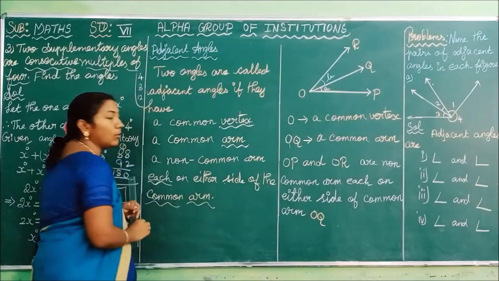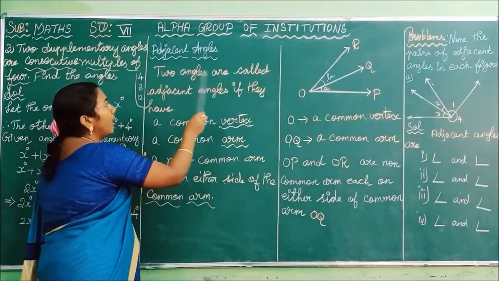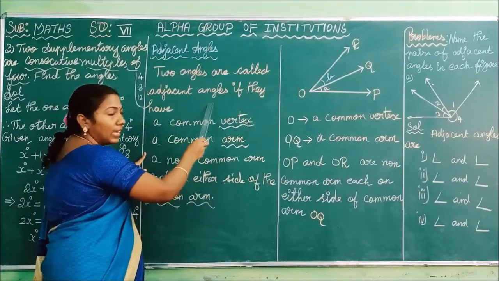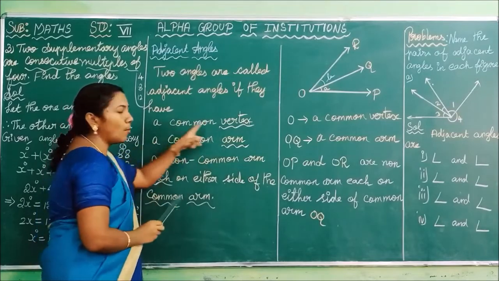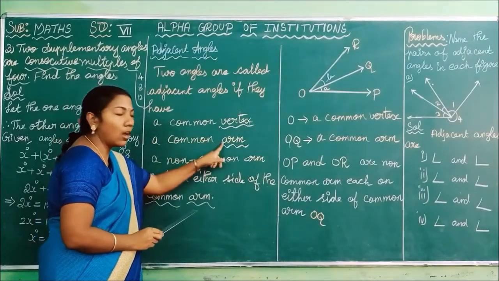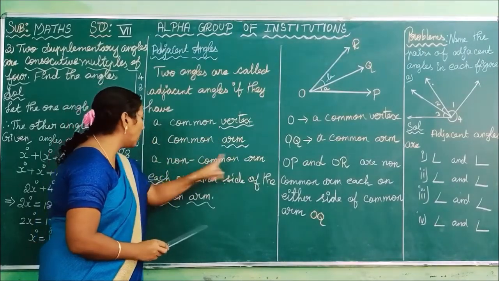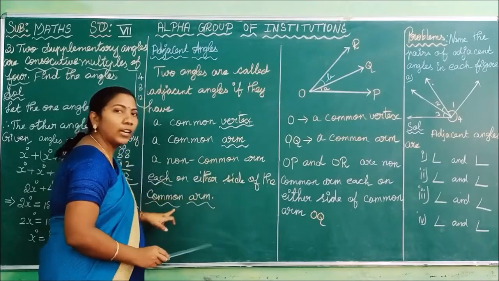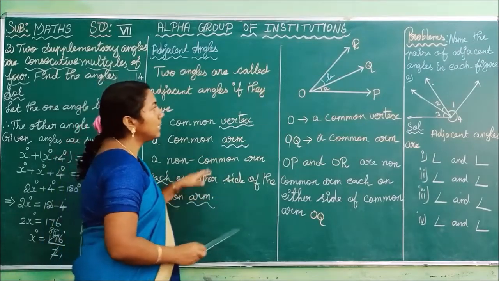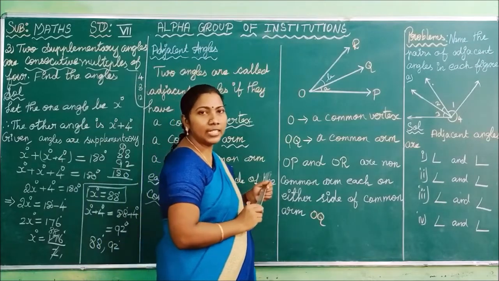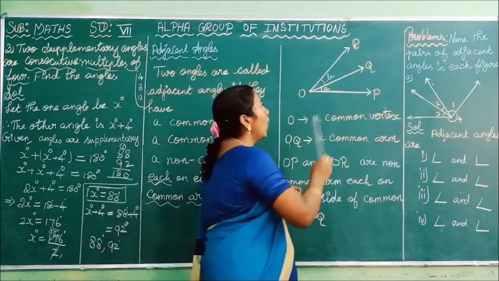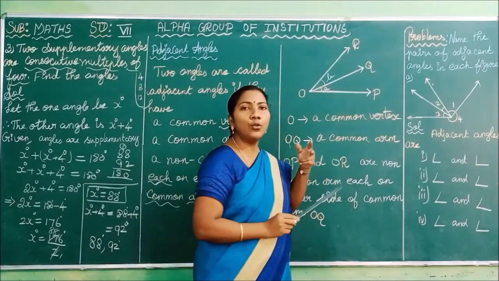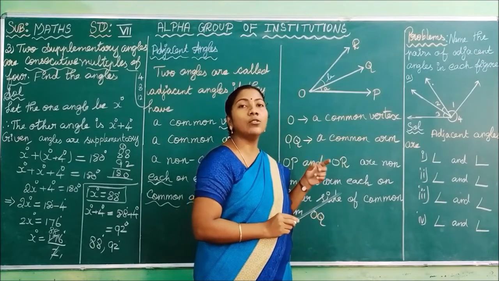Do you understand, children? Once again the definition. Two angles are called adjacent angles if they have a common vertex, a common arm, and a non-common arm each on either side of the common arm. Okay. By seeing the diagram, you can easily understand adjacent angles. How can we get the angles? If two rays meet at a point, it gives angles.